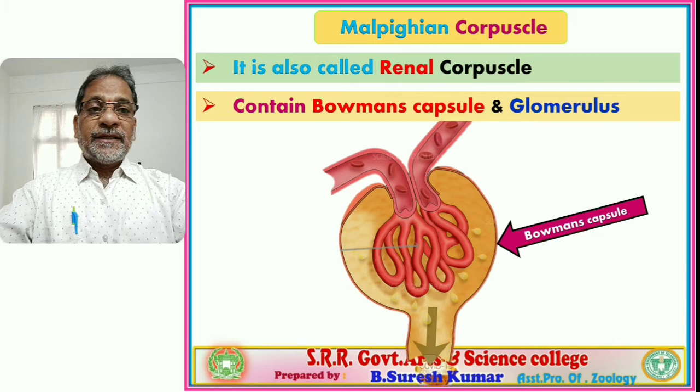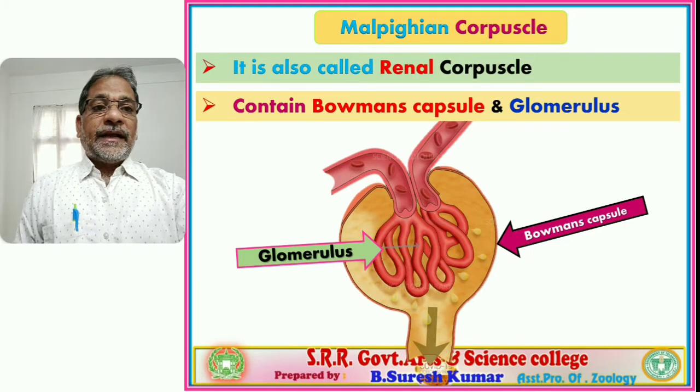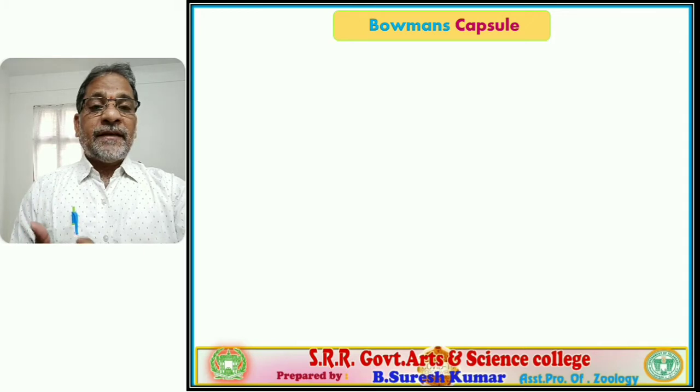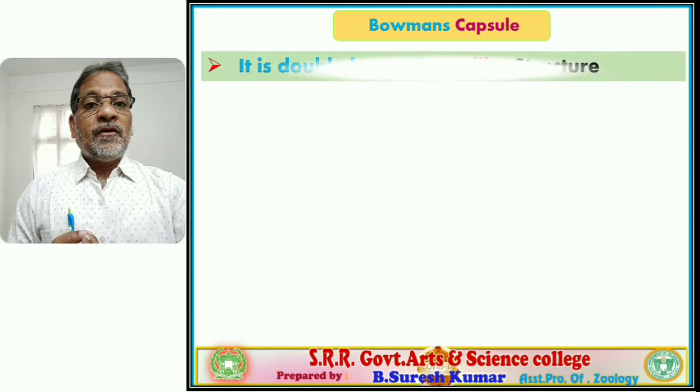The first one is Bowman's capsule and the second one is glomerulus. This is glomerulus. Followed? First, about Bowman's capsule. What is Bowman's capsule? The scientist Bowman revealed it. That's why it is named Bowman's capsule.